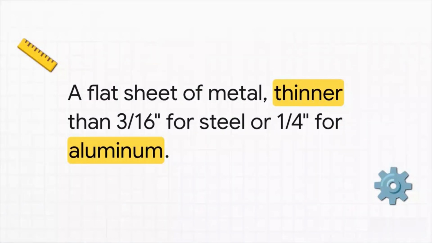And this is where our journey really begins, with the raw material itself. We're talking about a flat, thin, bendable sheet. And if you want to get specific, the industry standard defines sheet metal as anything thinner than 3/16 of an inch for steel or 1/4 inch for aluminum. This is basically our blank canvas.